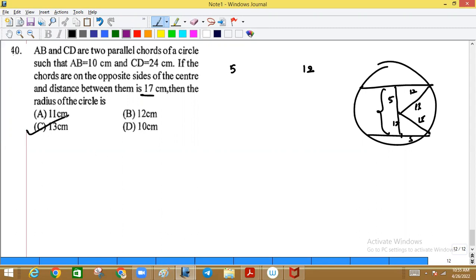Radius is 13 because we know 5 square plus 12 square is equal to 13 square. 12 square plus 5 square is equal to 13 square. Therefore, the distances are 12 and 5. 5 plus 12, 17, exactly matches. Because we need to choose the triplet which involves both 5 and 12. That is 5, 12, 13.